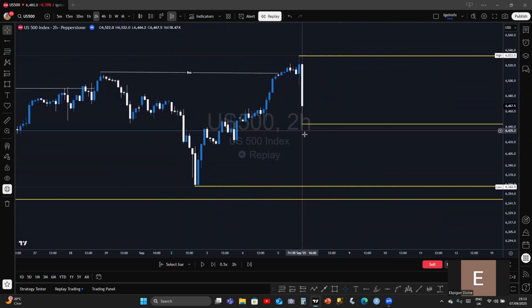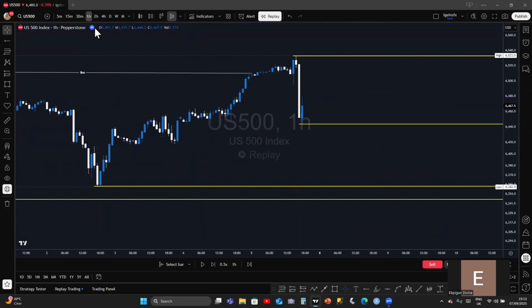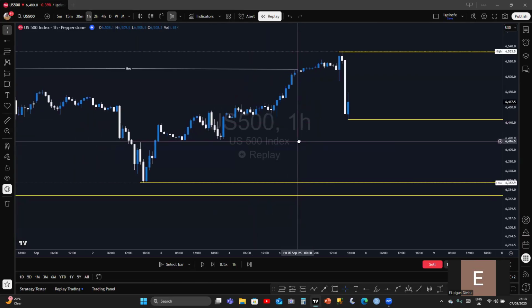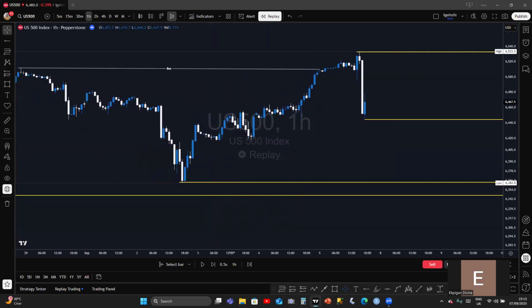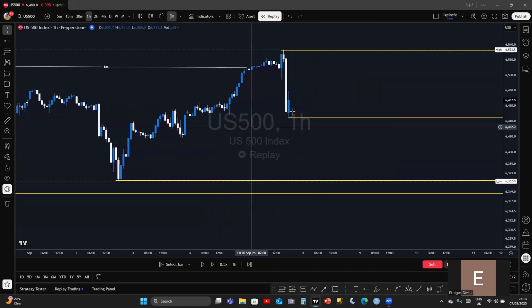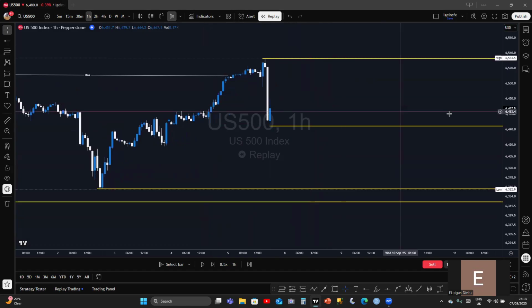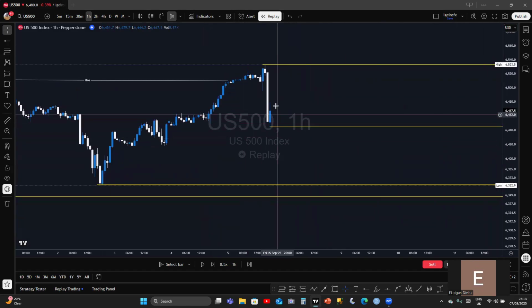We now know that this is our current support level and price is reacting to it. So we now scale down to 1 hour. Let's scale down to 1 hour. We can now see that price is reacting. If this level holds, that means we are just going to get involved in the market and start to push the price to the upside.